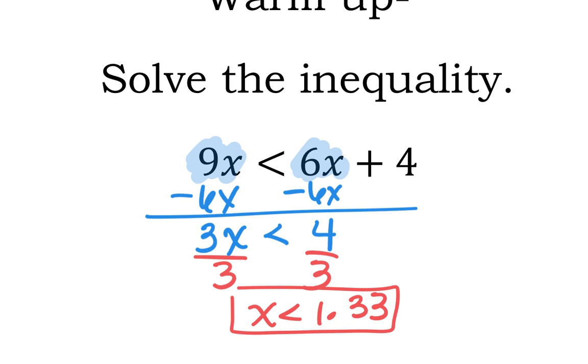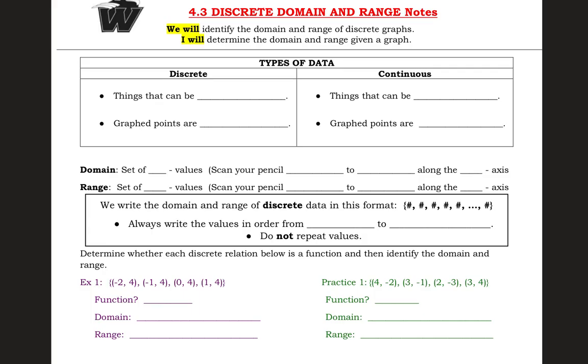All right, so we're continuing on. Does everyone have their notes? So today we're going to look at discrete and continuous, domain, and range. When we're looking at discrete, you're going to be looking at a graph that is counted, dots that can be counted. And the dots are not connected. They're going to be disconnected.